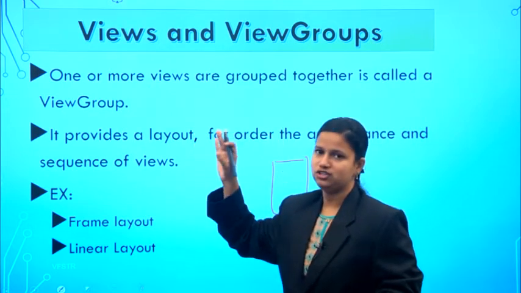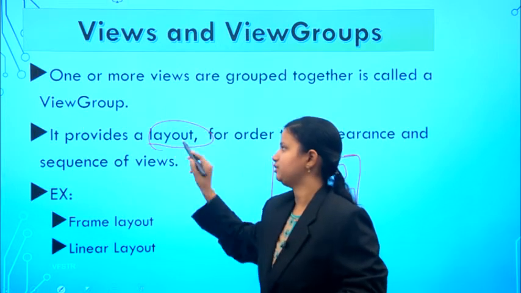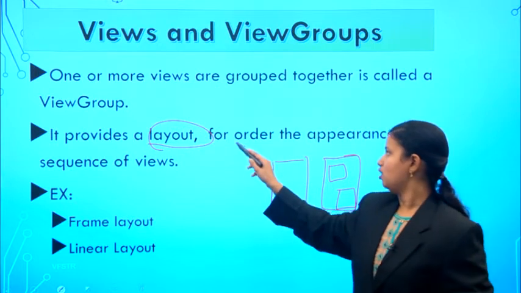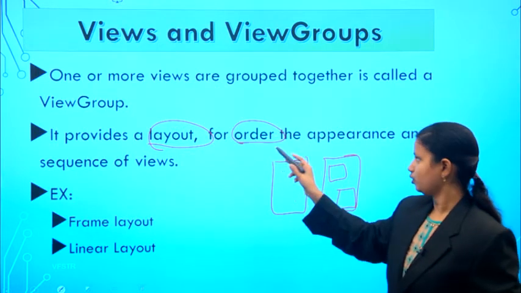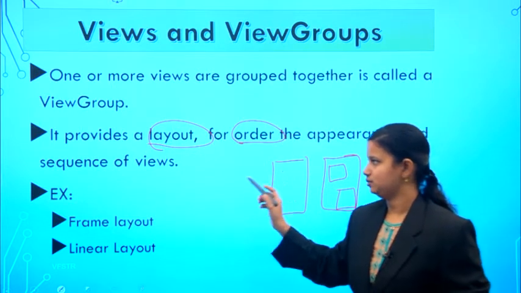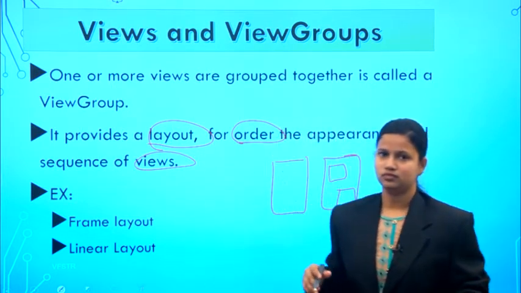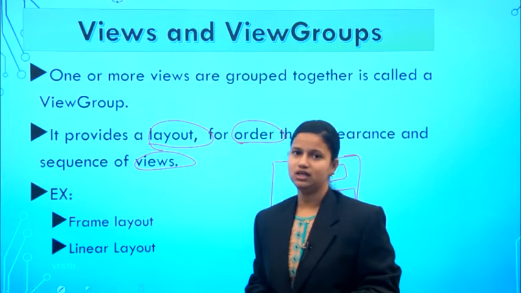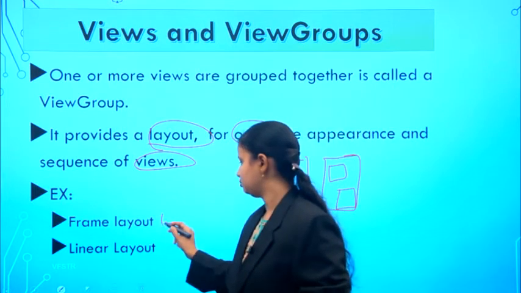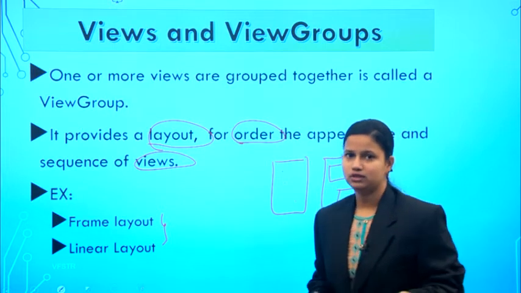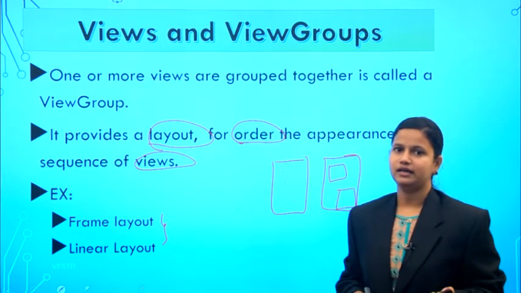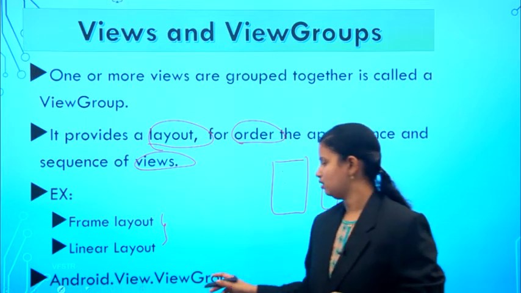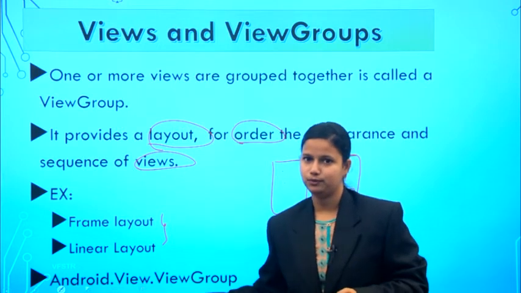To arrange those view group elements, we go with the concept of layout. The layout provides the order and sequence of views. Order the appearance and sequence of views. That means how we have to display the view group elements. That order is provided by using a layout. The types of layouts are frame layout, linear layout, scroll view, and relative layout. So different layouts are introduced. And this view group is also derived from a class, android.view.ViewGroup.